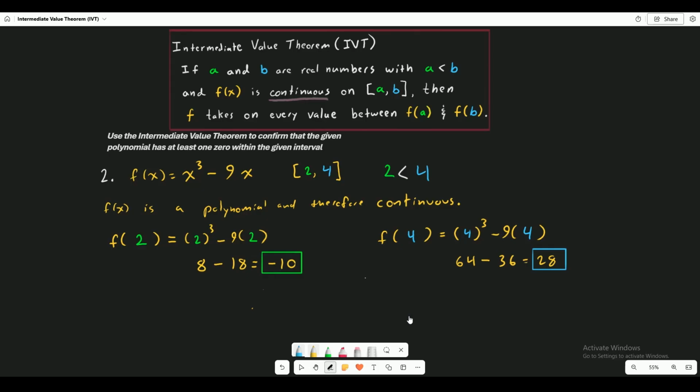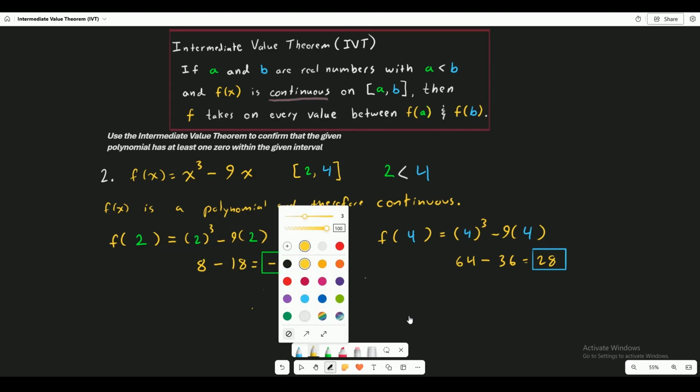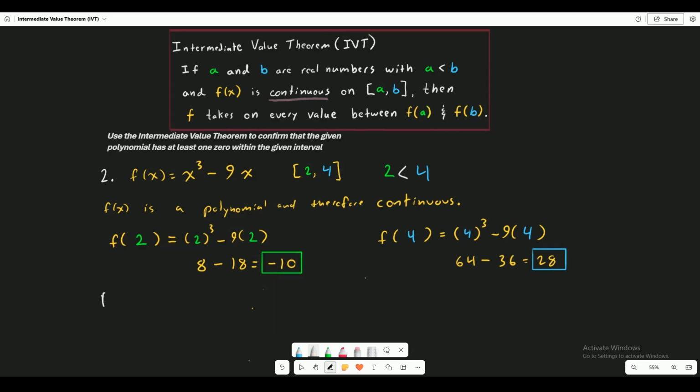So now we're ready to state our conclusion. By the intermediate value theorem, f of x has at least one zero in the interval 2 to 4.